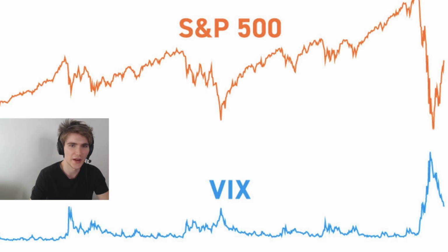Here's a clean and basic overlay of the VIX and the S&P 500. As you can see, the larger spikes in VIX are inadvertently showing downward trends and valleys in the S&P 500. And you can see this throughout the time.